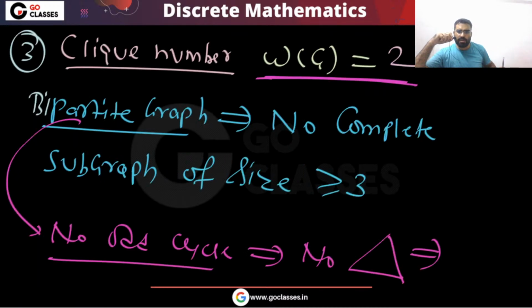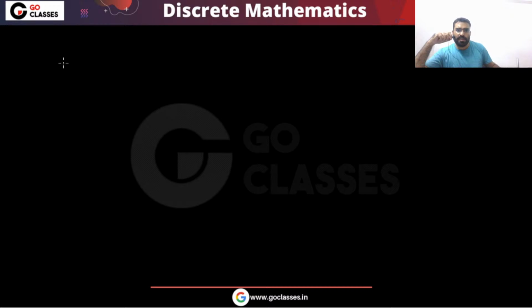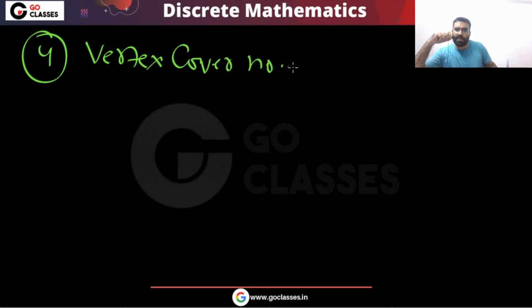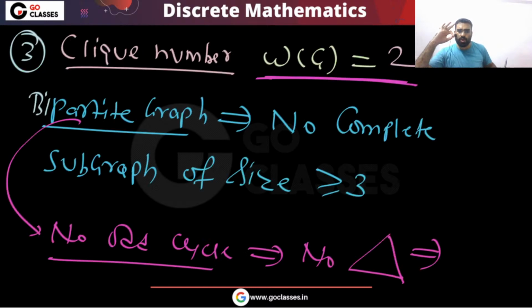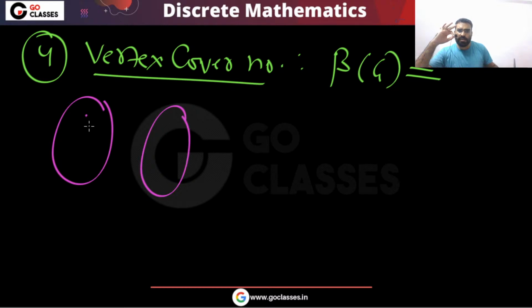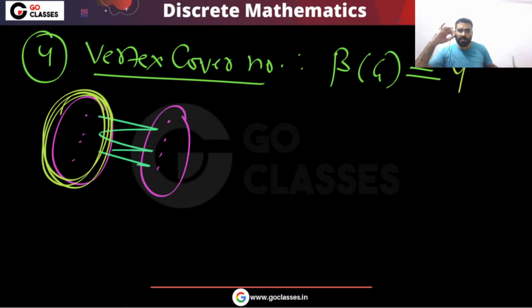Next, this is your clique number. After that, fourth, what is the vertex cover number? That is beta. If you want to cover all the edges in this bipartite graph, with 4 vertices here and 4 vertices here, and the edges are like this, then this will be your vertex cover. So what will be your vertex cover size? That will be 4. I can say this is your vertex cover.